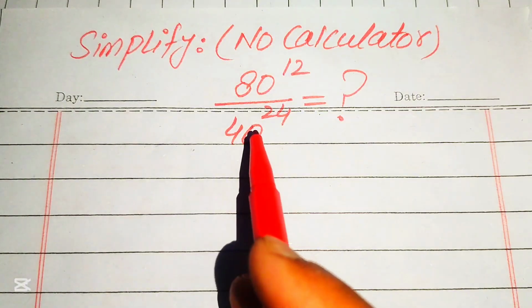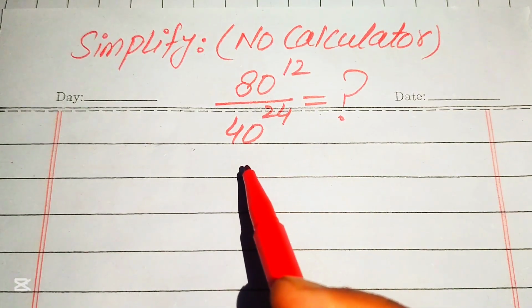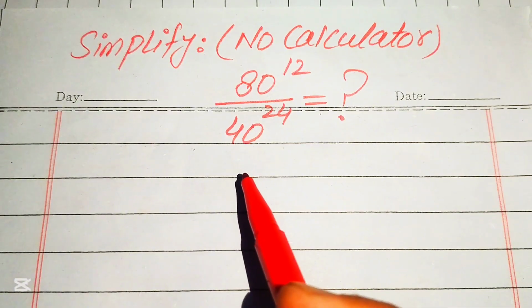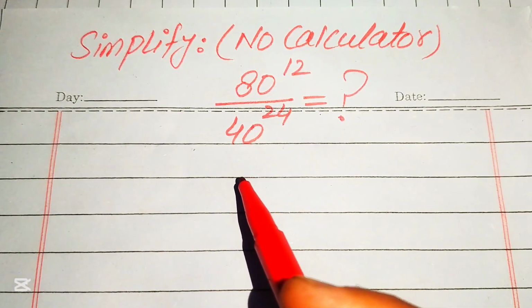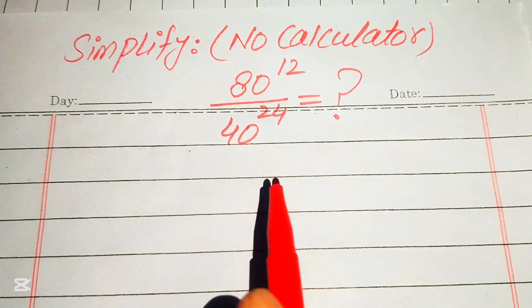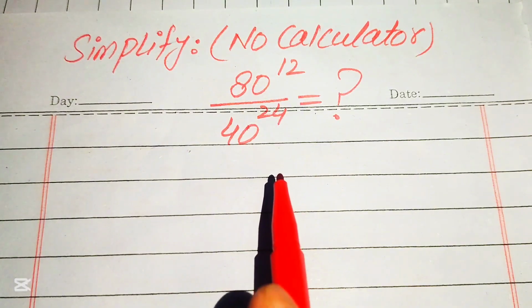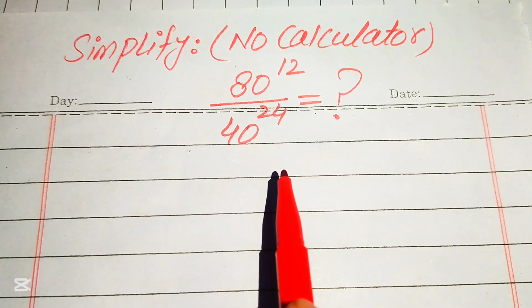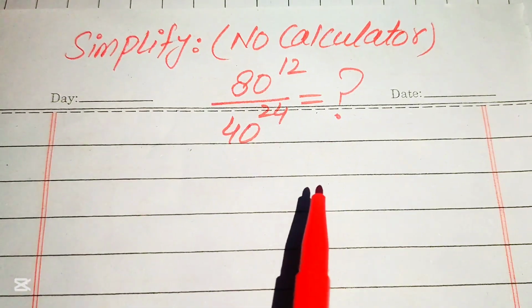If we have 80 to the power of 12 divided by 40 to the power of 24, we write this algebraic expression into the simplified form. But remember one thing: a calculator is not allowed in this problem. We will show all of the working here.